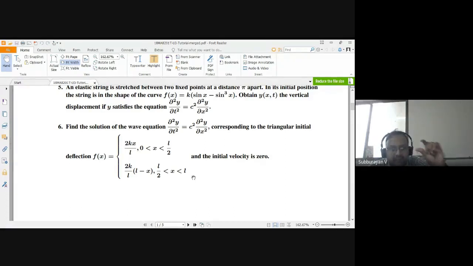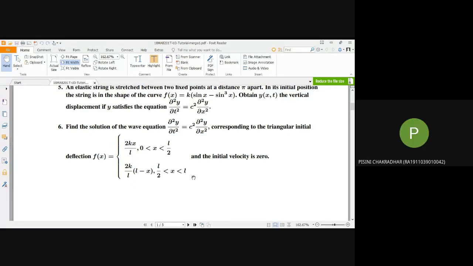See, in question number 6, the string is fixed between the points x equal to 0 and x equal to L, and the initial shape of the function is given by this triangular function, and the initial velocity is 0. Okay, please write down the equation and the boundary and the initial conditions. Can you please tell me what are the boundary conditions?